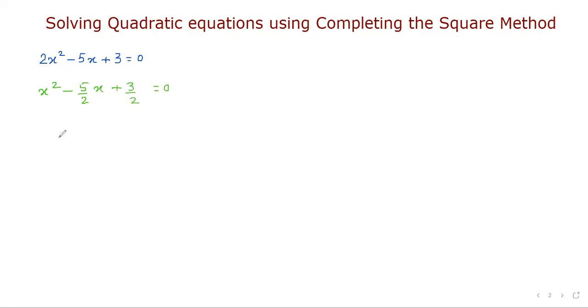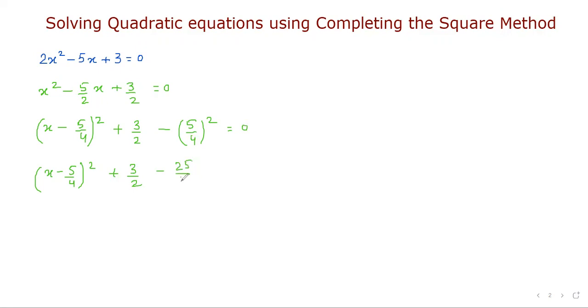Again, we'll use the completing the square method. So (x minus half of 5 over 2, which is 5 over 4) whole square plus 3 over 2 and minus square of 5 over 4, which is (5 over 4) whole square, is equal to 0. So it becomes (x minus 5 over 4) whole square plus 3 by 2 minus square of 5, which is 25, over square of 4, which is 16, is equal to 0. Now we have to solve this.